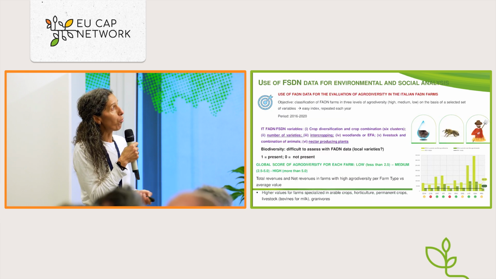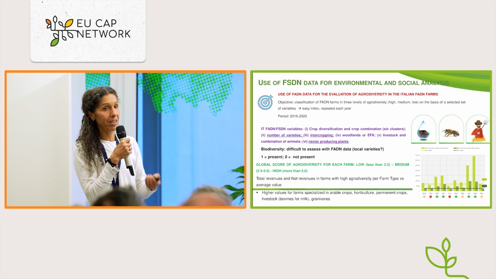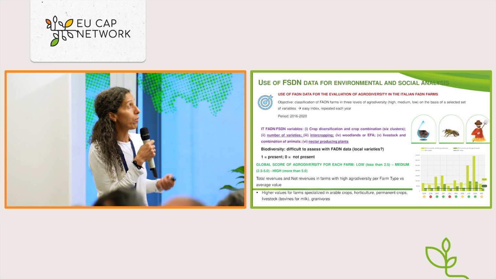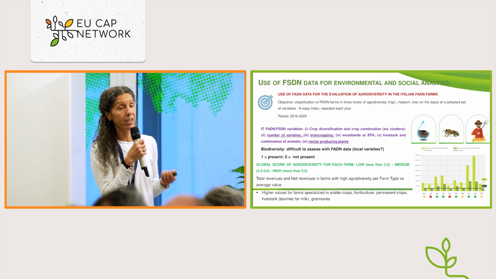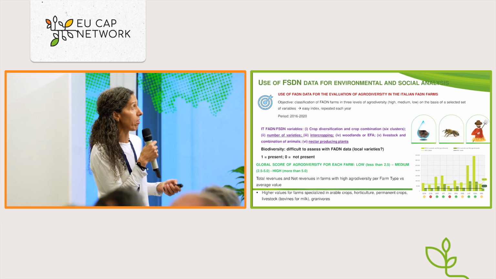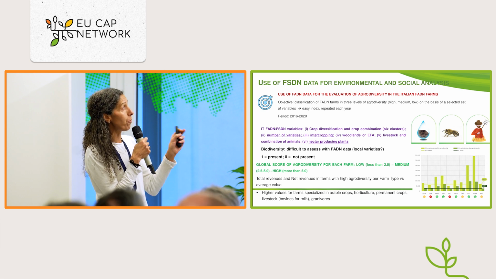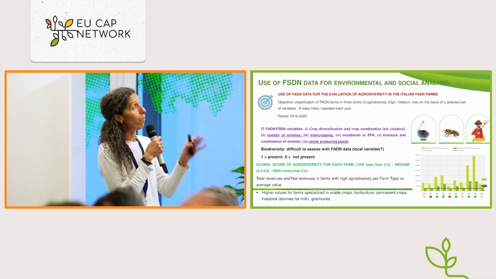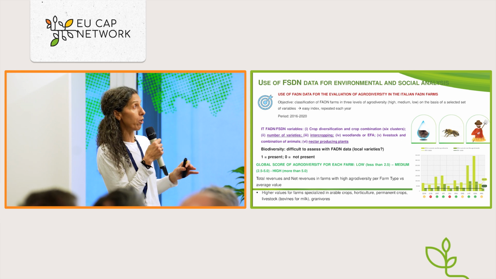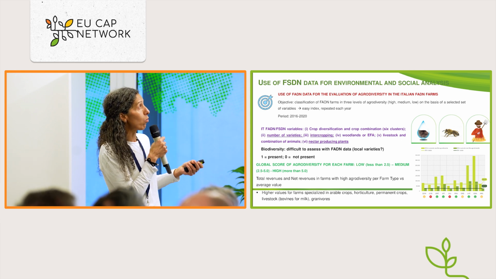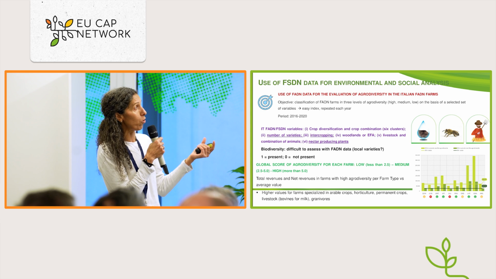Some examples of the use of environmental data in Italy. For instance, we have used the FSDN data for the evaluation of agrodiversity in the Italian FSDN farms. The objective of this analysis was the classification of FSDN farms in 3 levels of agrodiversity: high, medium, and low, using a selected set of variables that are the crop diversification and crop combination.